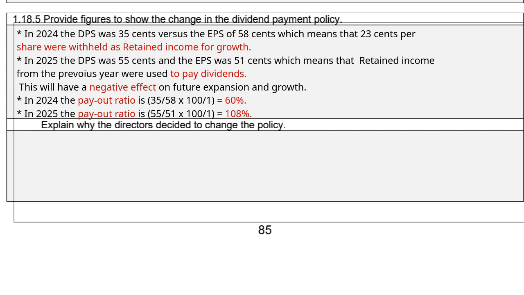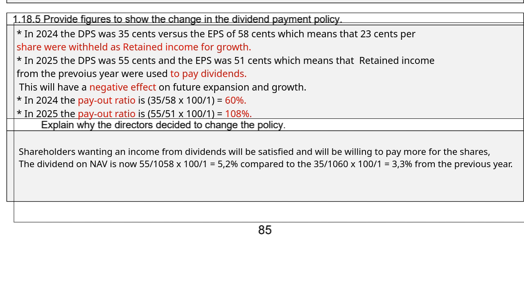In 2024, the payout ratio is 60%, and in 2025, the payout ratio is 108%. Explain why the directors decided to change the policy. Shareholders wanting an income from dividends will be satisfied and will be willing to pay more for the shares. The dividend on NAV is now 5.2% compared to the 3.3% from the previous year.